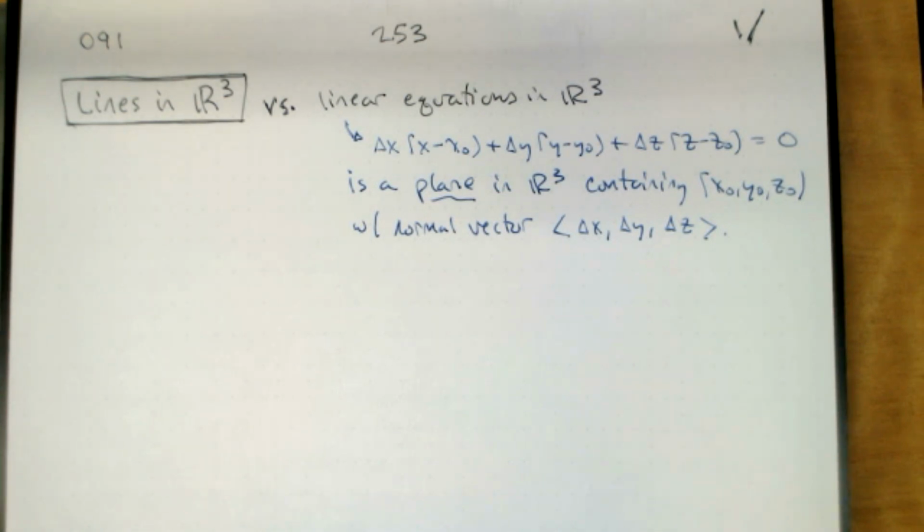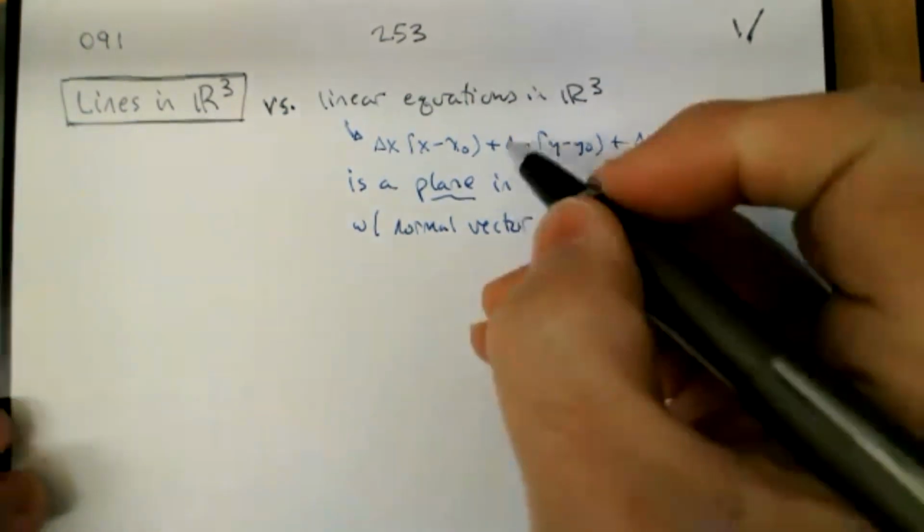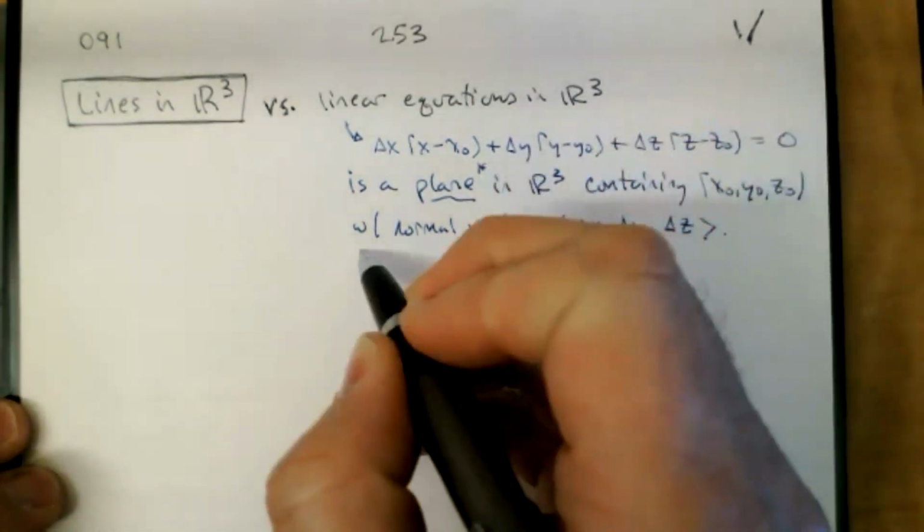Well, when we look at this information, it's a linear equation because x, y, and z are all degree 1. All the terms are degree 1 or less. And the information is containing a point and a normal vector, a plane normal to the normal vector. But we don't want to describe a plane in R3. We want to describe a one-dimensional line in R3. So this is a plane in R3, and that's a two-dimensional thing.